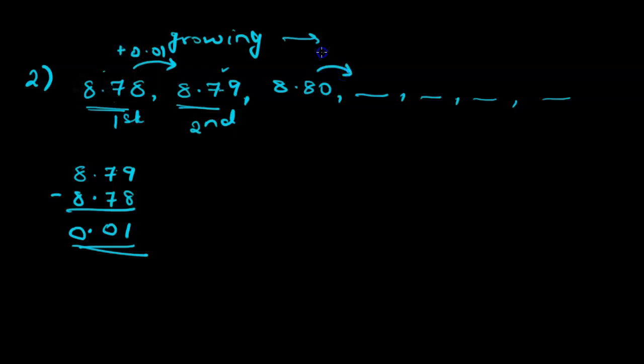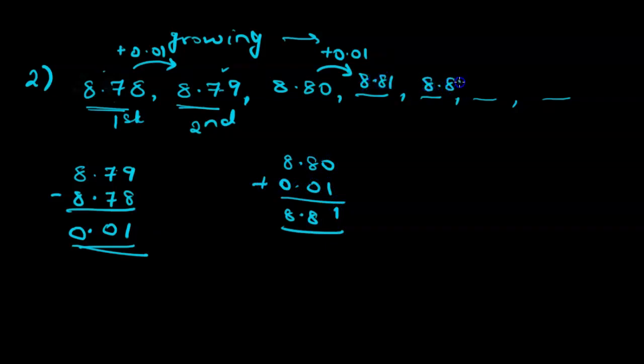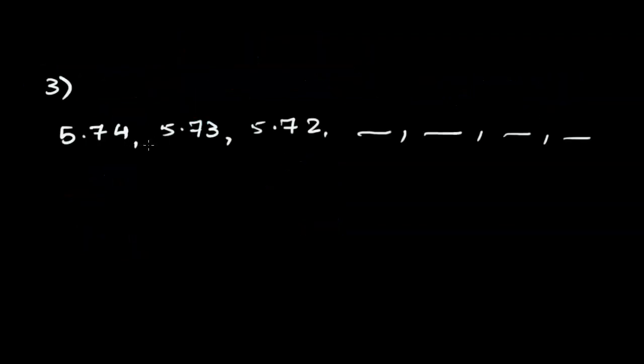Now when we add 0.01 here, we get 8.80 plus 0.01, which is 8.81. And so on, we can fill up the next numbers: 8.82, 8.83, 8.84. Let's take up another example. In this example, we notice that this number is 5.74 and this number is 5.73, and when we compare the two numbers, 73 is smaller than 74. So when we go this way, this is a shrinking pattern.